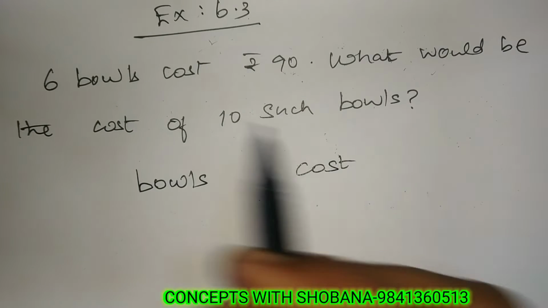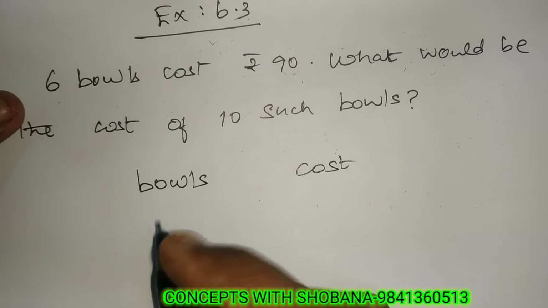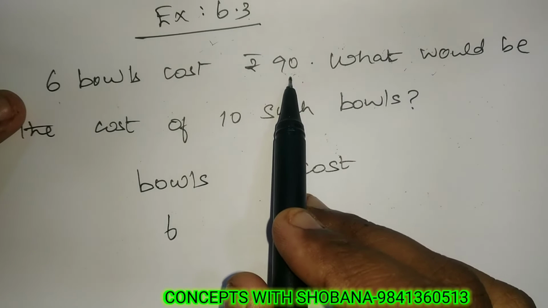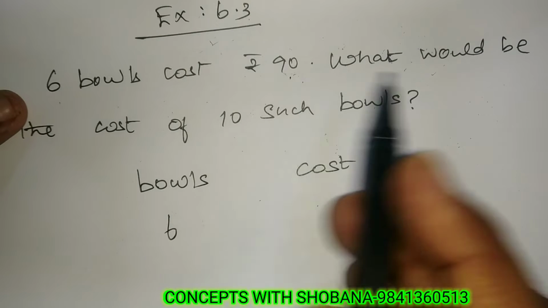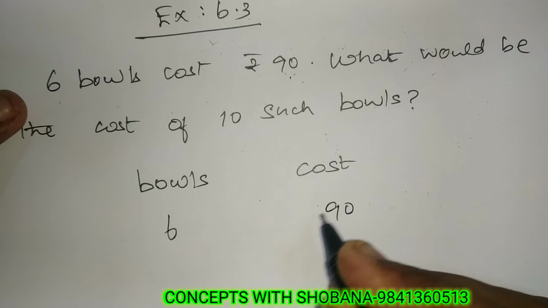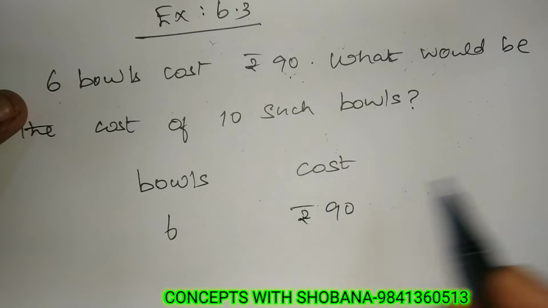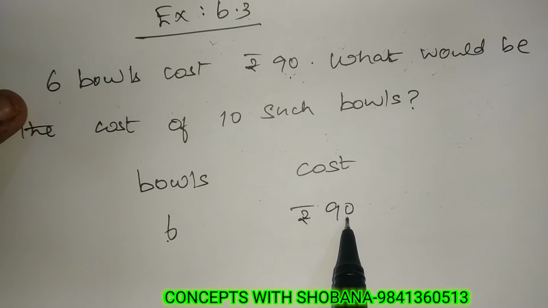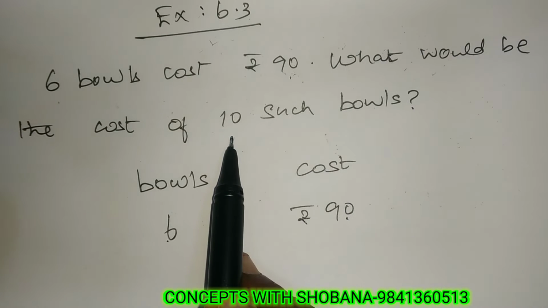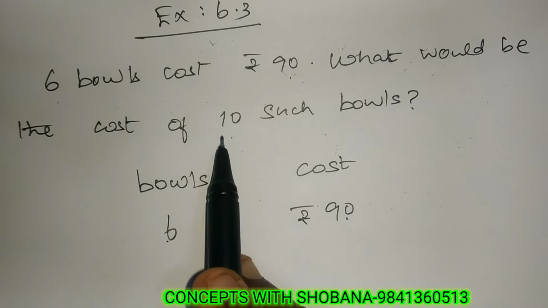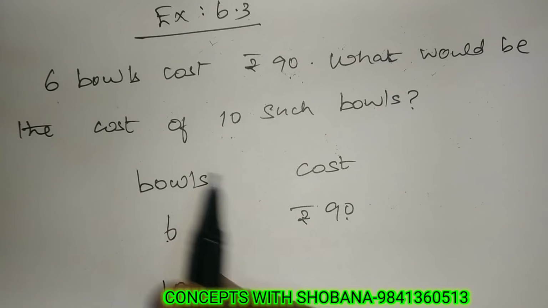How many bowls are there? 6 bowls. What is the total cost? 90 rupees. It means 6 bowls cost 90 rupees. And what is the cost of 10 bowls? How many bowls do you need? 10 bowls. You don't know the cost.